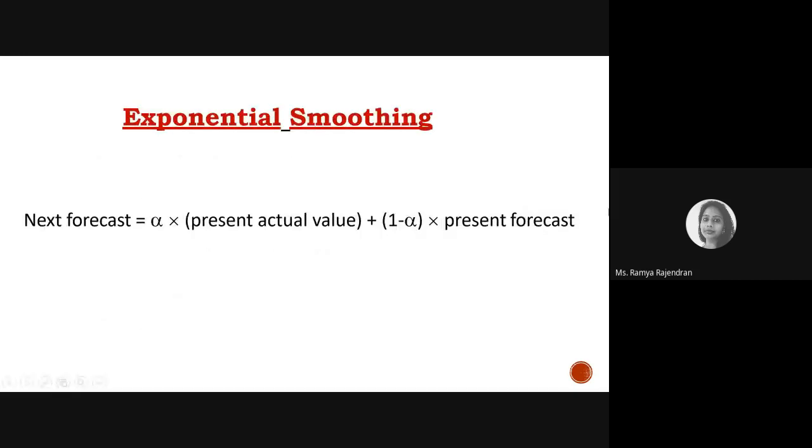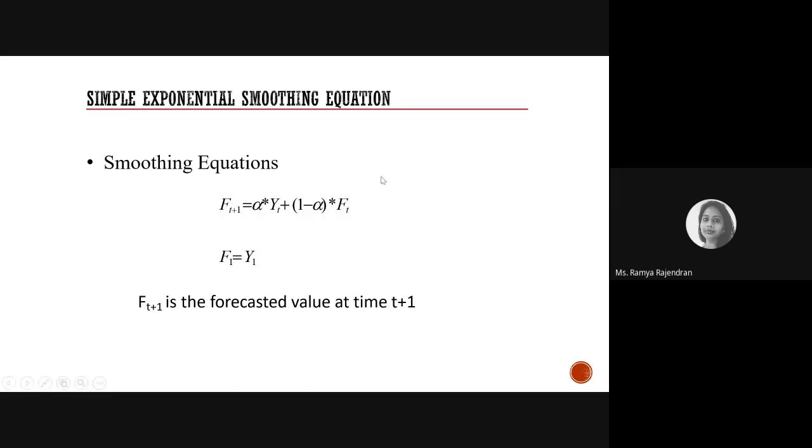The formula for the single exponential smoothing method is: next forecast, F t plus 1, is equal to alpha, your constant, into the present actual value, plus 1 minus alpha into the present forecast. For the first value, you can always take the present actual value as equal to the present forecast. You can reframe this formula as F t plus 1 is equal to alpha into Y t plus 1 minus alpha into F t, where alpha is your smoothing constant and the value should always lie between 0 and 1. So this is how the formula looks. For the first observation, you can always have Y t equal to F t.